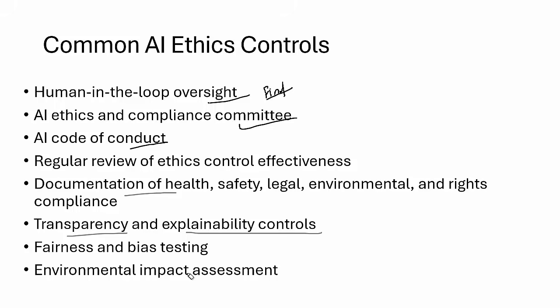Next is called fairness and bias testing. Fairness and bias testing means AI should be tested to ensure it does not unfairly harm specific groups. So we have to check whether AI treats groups fairly. Let's say, for example, there is a loan approval. So AI should be tested to ensure it is not unfairly rejecting. So regular bias testing needs to be done. A diverse set of data should be there.